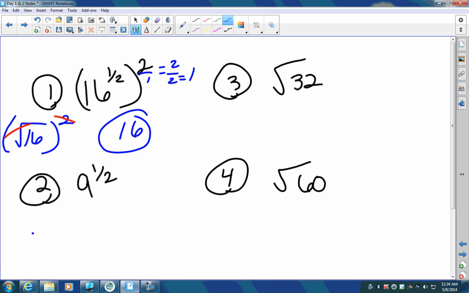Now number 2. 9 to the 1/2 means the square root of 9. What's the square root of 9? 3. Your answer should have been 3.